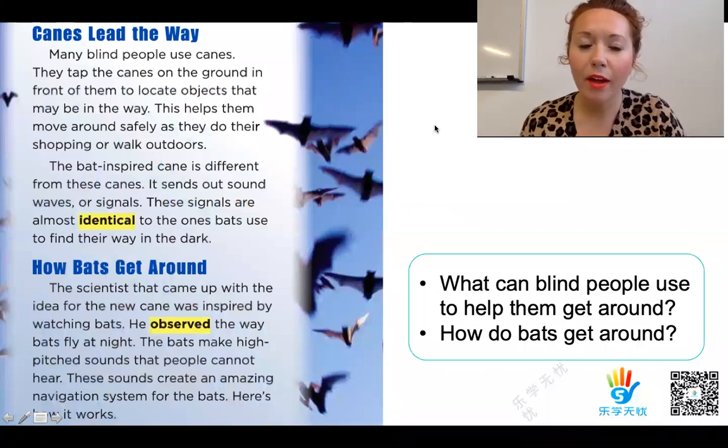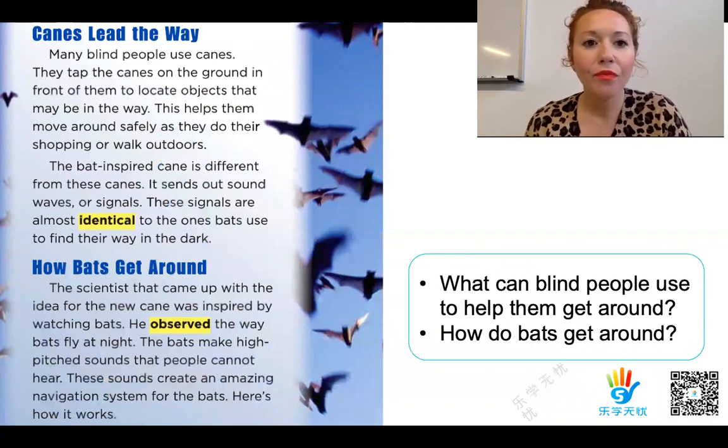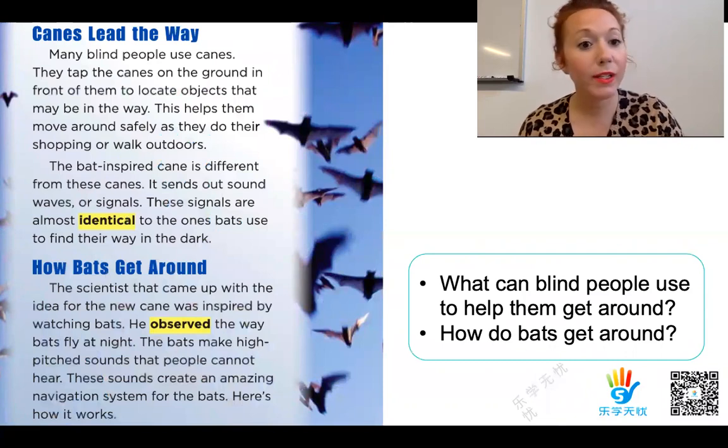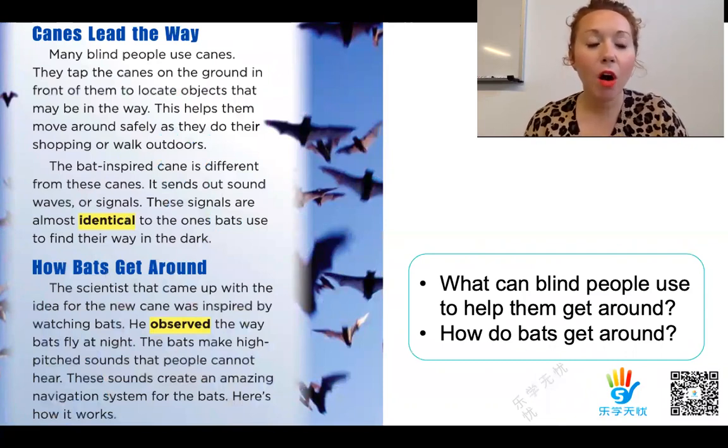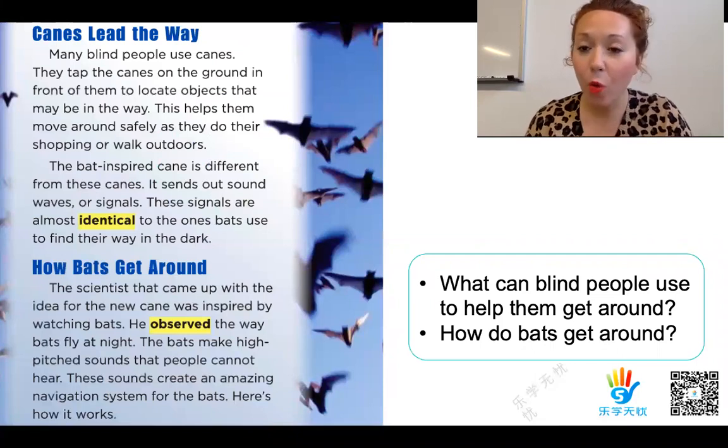Canes lead the way. Many blind people use canes. They tap the canes on the ground in front of them to locate objects that may be in the way. This helps them move around safely as they do their shopping or walk outdoors. The bat-inspired cane is different from these canes. It sends out sound waves or signals. These signals are almost identical to the ones bats use to find their way in the dark.